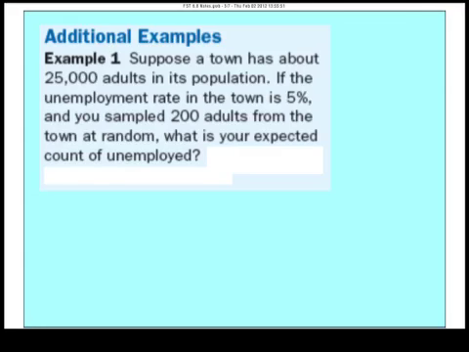Now let's take a look at another example. Here it says, suppose a town has about 25,000 adults in its population. If the unemployment rate in town is 5%, and you sampled 200 adults from the town at random, what is the expected count of unemployed? Go ahead, pause the video for a second, and compute your answer real quickly. Turn it back on and see if you got it.